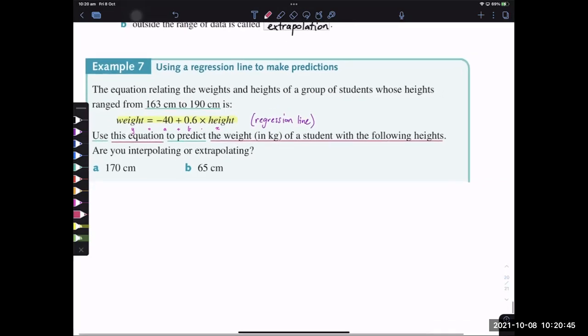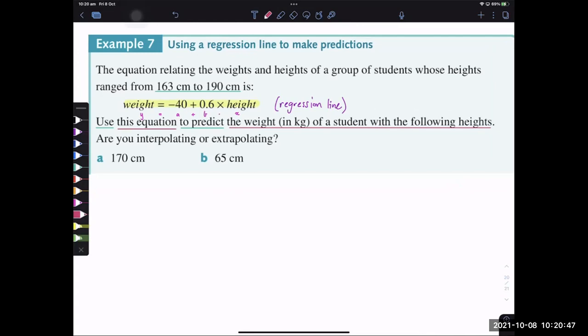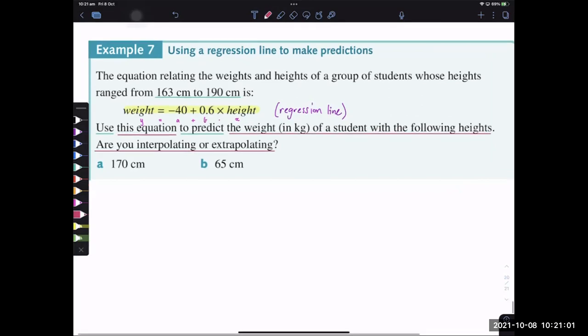What I'm going to continue doing is we're also going to find the other things. This here is an extra question: are you interpolating or extrapolating? So we have to consider both of those parts. All right. For part A, what does that 170 mean? 170 centimeters. They've given that to us as a piece of information. Height. So we know that it is the height.